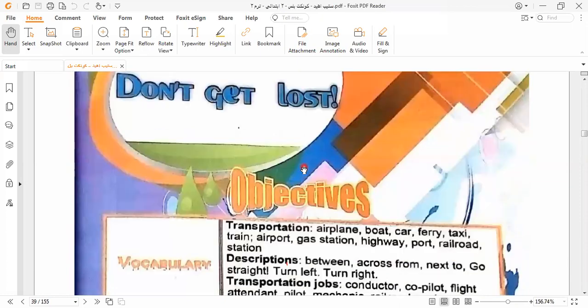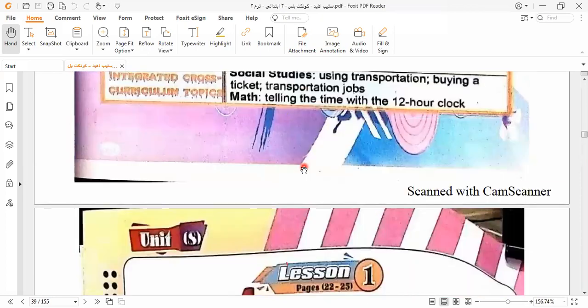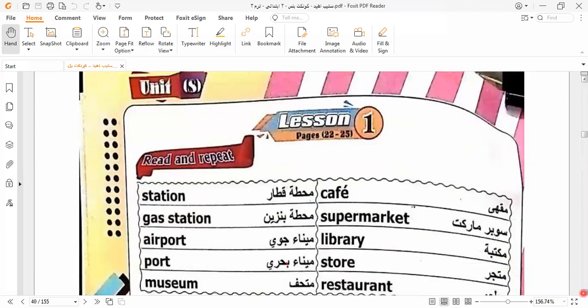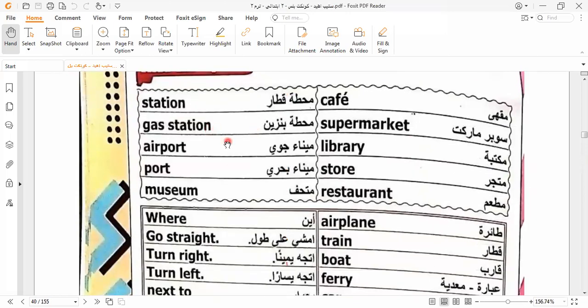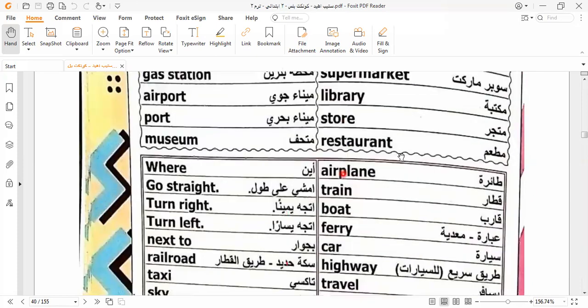Don't get lost. What do we talk about here? We talk about directions. Let's get a brief look at this unit. Next class, I will explain in detail. We have new words here like station, coffee, gas station, supermarket, airport, library, port, store, museum, restaurant.